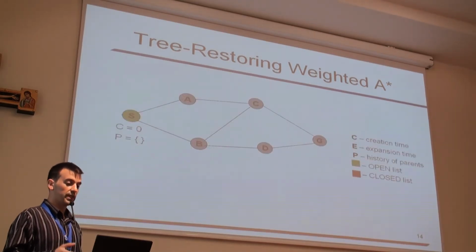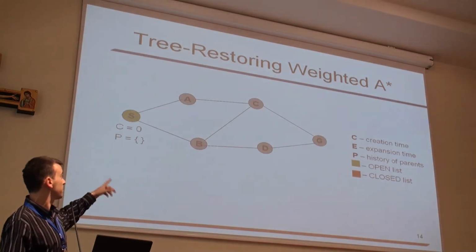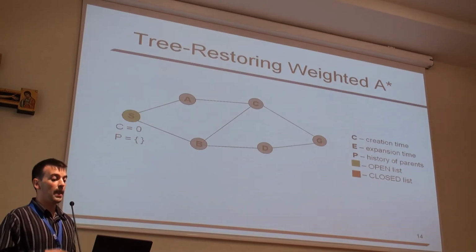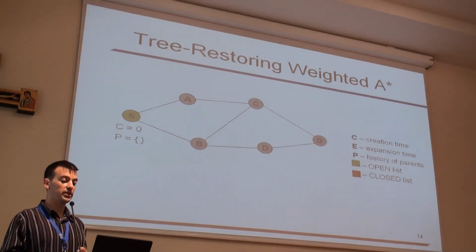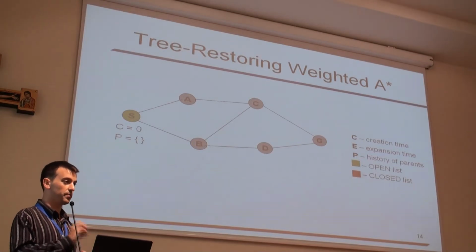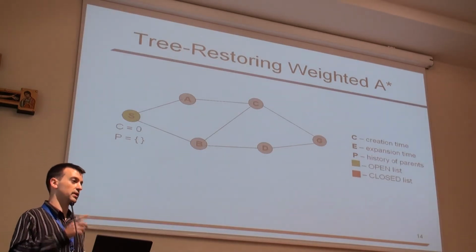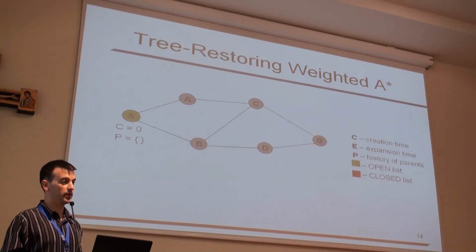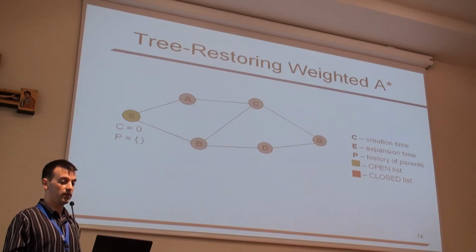So here's a quick example. This is a very simple graph. We're trying to find a path from S to G. And for each state, we're going to keep track of three things: the creation time of the state, the first time we put the state on the open list; the expansion time of the state, when we expanded the state, took it off the open list and put it in the closed list; and a history of parents.